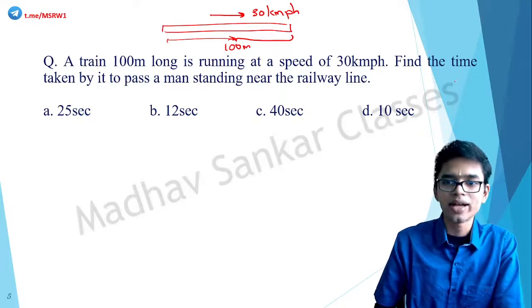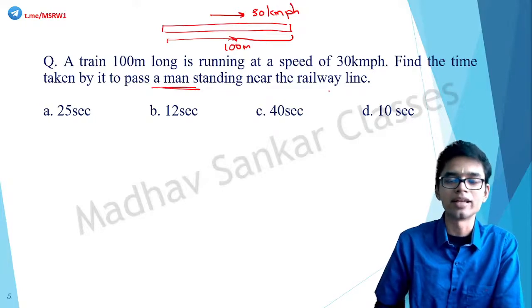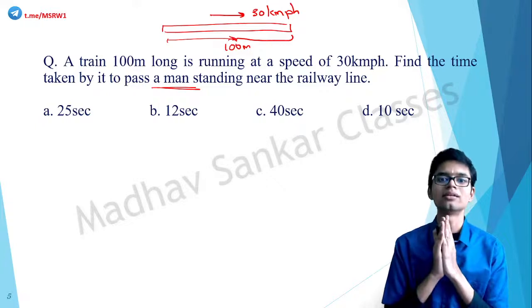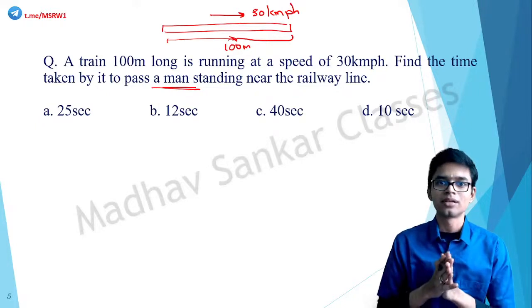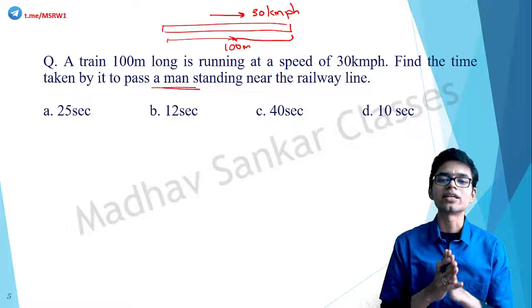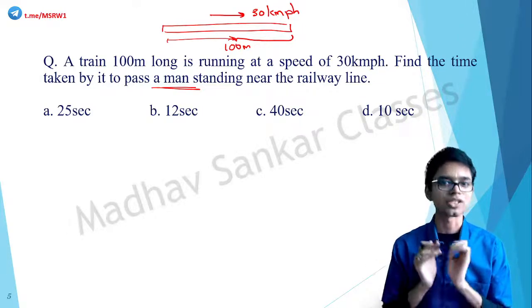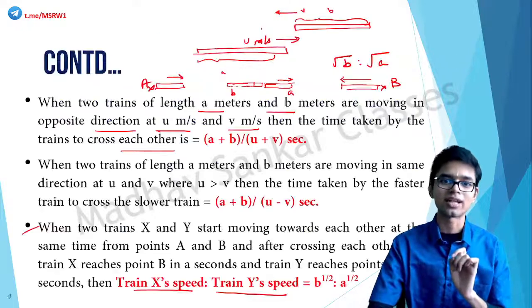All right, find the time taken by it to pass a man standing near the railway line. So a man is standing near the railway line, so his length is inconsequential. Correct? So what is the time taken by this train to pass a man who is standing by the railway line? That is the question. So this is the first type.